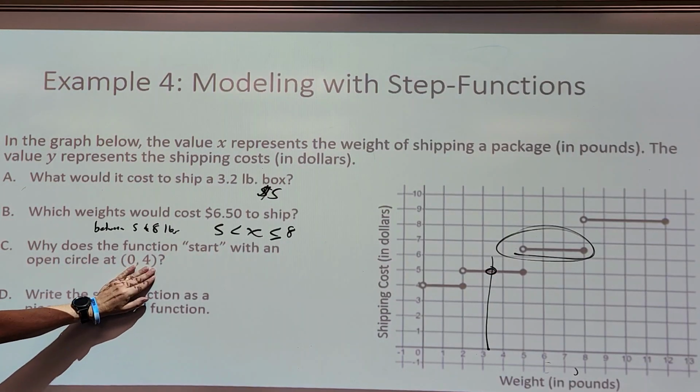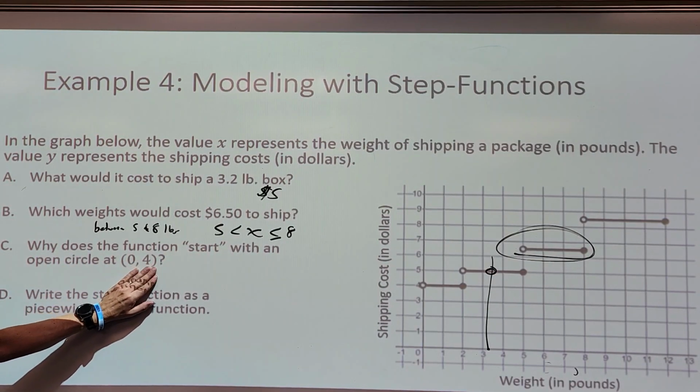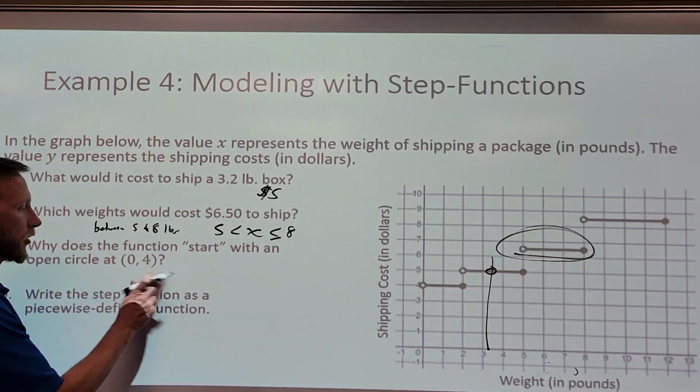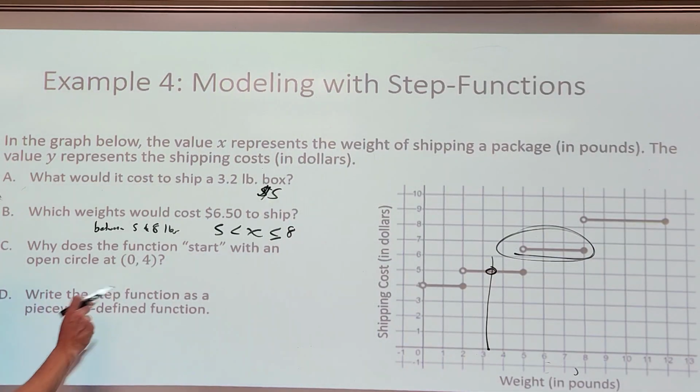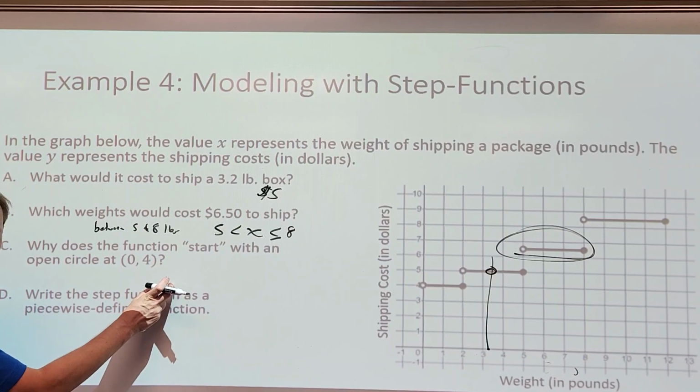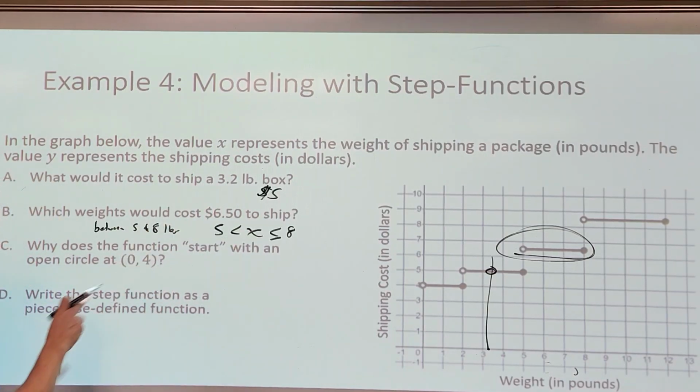Why does the function start with an open circle? You're not shipping something that weighs 0 pounds. You're going to have to write that down yourself. You're not shipping something that weighs 0 pounds. Something weighs something. Everything weighs something.